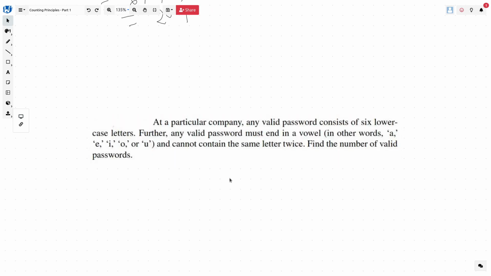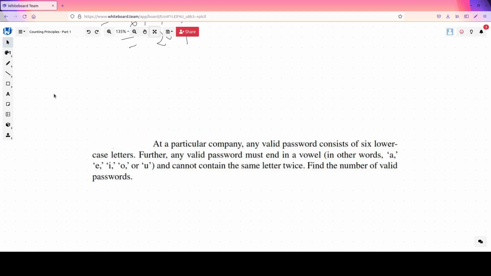So let's see, this is the first problem. So what does it say? At a particular company, any valid password consists of 6 lowercase letters, right? Further, any valid password must end in a vowel. So it should be A, E, I, O, U, because there are only 5 vowels, and cannot contain the same letter twice. Find the number of valid passwords, right?